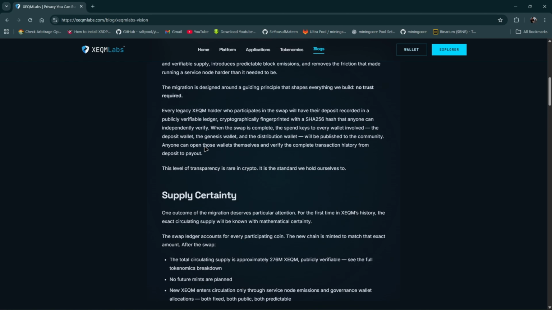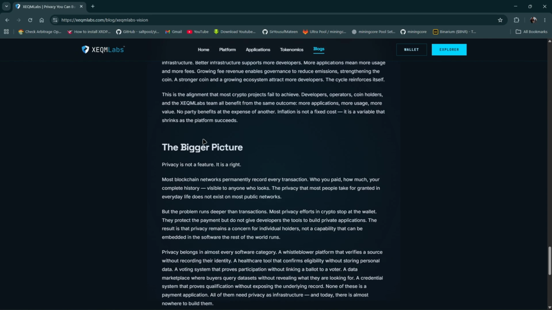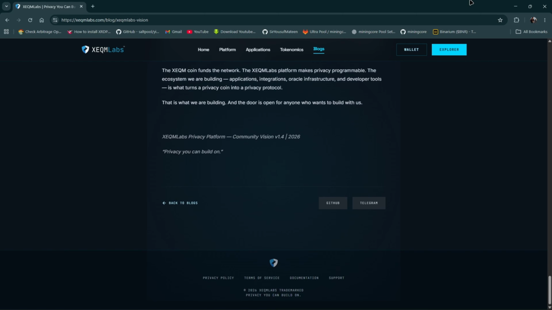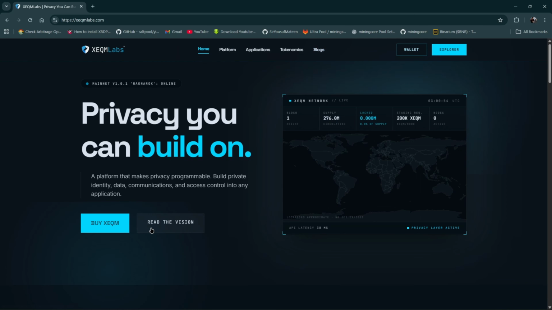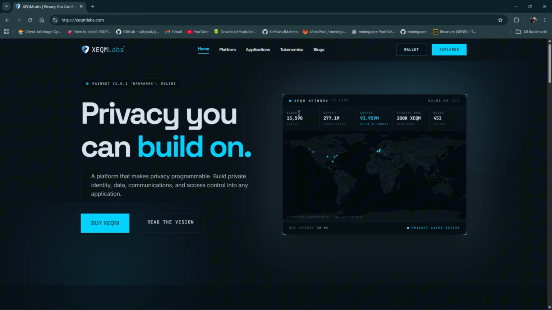Who we are, I think it's the same. It's very similar to the vision. Read the vision, and it is the same thing. And we read all of this from here. Yeah, this is the same blog that they posted. It was available from Read the Vision, and we have read all of that, and it was pretty interesting.